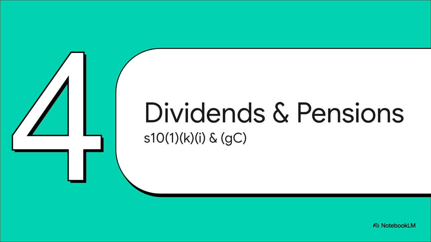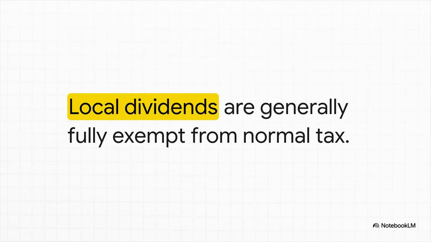Next up, Section 4. Let's talk about dividends and foreign pensions, Sections 10(1)(k)(i) and 10(1)(gC). The baseline rule for local dividends under Section 10(1)(k)(i) is beautifully simple. They are 100% exempt from normal tax for both natural persons and corporate entities.